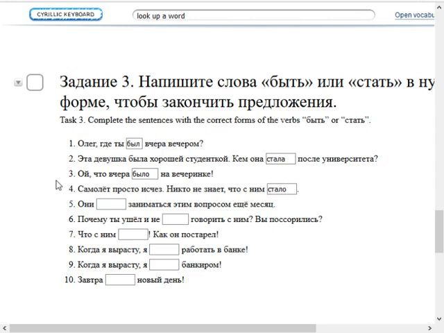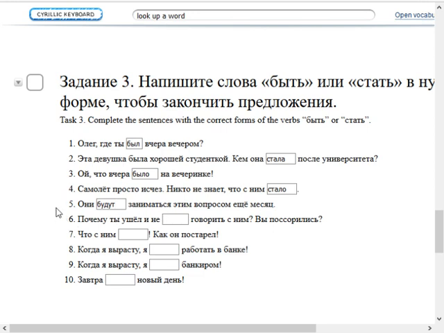Okay. Они будут заниматься этим вопросом еще месяц. So, они будут, they will occupy themselves with this question for another month.